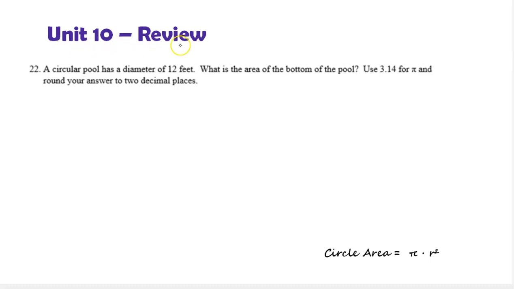Unit 10 Review, Question 22. A circular pool has a diameter of 12 feet, and we are asked to find the area of the bottom of the pool, and we're told to use 3.14 for pi and round our answer to 2 decimal places. Okay, so let's draw a quick picture.